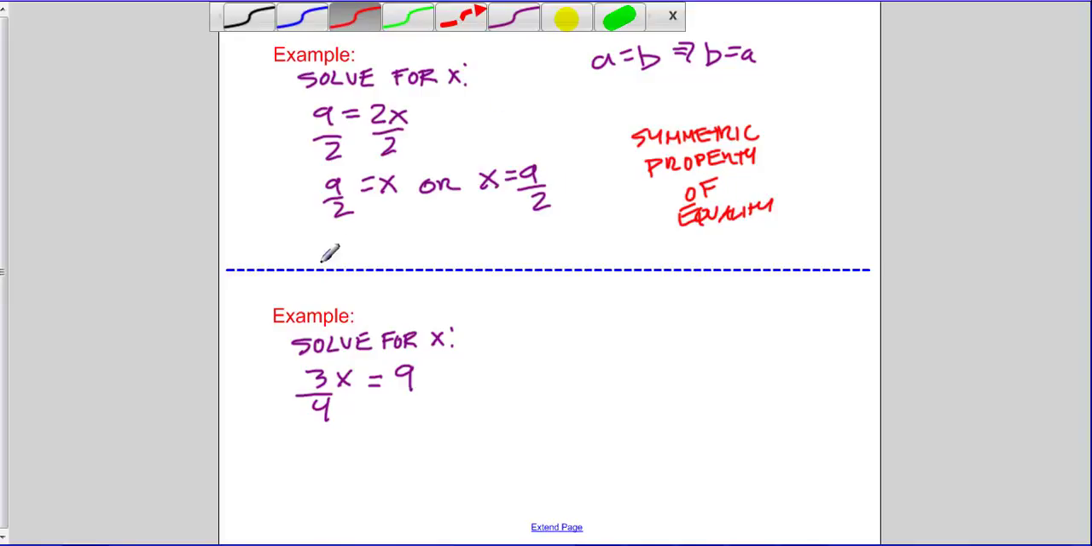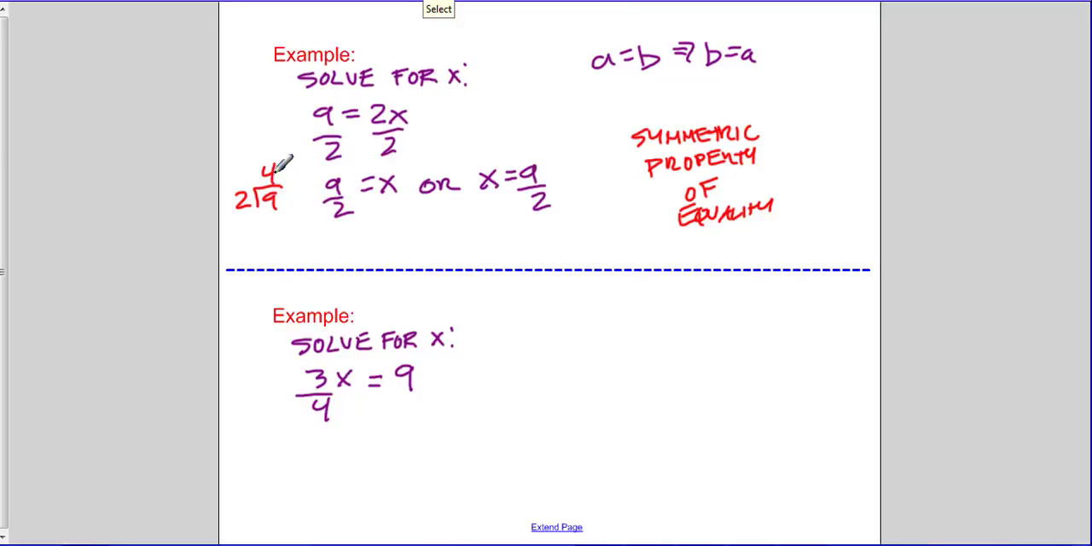We could also write that as a mixed number by dividing 2 into 9. 2 goes to 9 4 times. 4 times 2 is 8. So I could write this as 4 1/2. So either answer is correct.